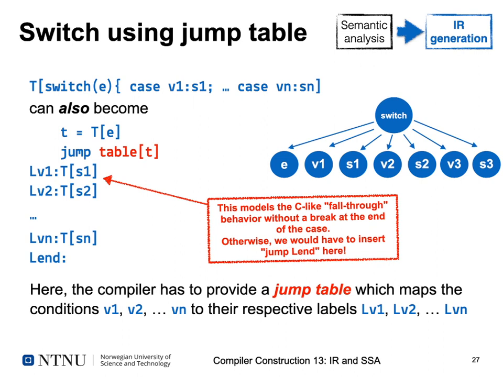So in addition to providing this translation, now we need this jump table as a data structure. So this has to be provided as part of the intermediate representation, which then maps the numerical values for our conditions v1, v2, which were stored in t as a result of our evaluation, to these respective labels lv1, lv2, and so on.